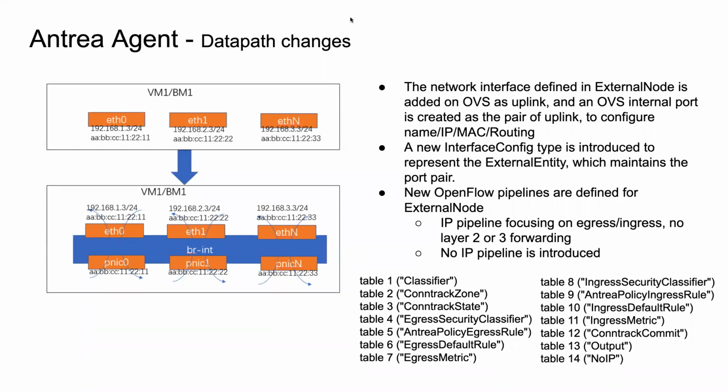Yeah, I have a question. So for example, in the bare metal use case, there could be multiple interfaces, and it could be possible that we have different VLAN settings for different interfaces. So do you need to reflect that in the Open vSwitch configuration, the port configuration?